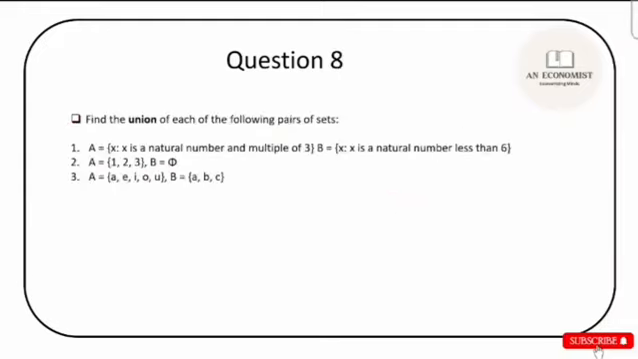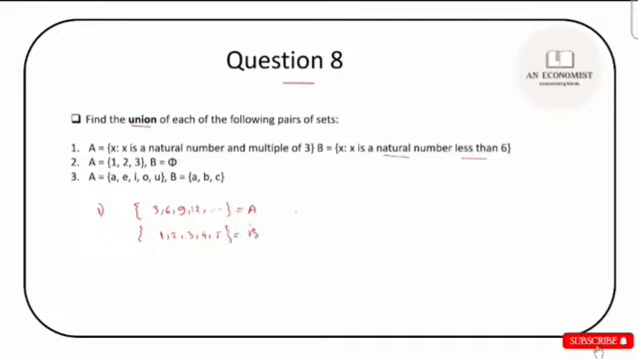Next question. Question number 8 says, find the union of each of the following pairs of sets. Number 1, A is the set of x where x is a natural number and a multiple of 3. So it is 3, 6, 9, 12, and so on and so forth. This is set A. And set B is the natural numbers less than 6. So it will be 1, 2, 3, 4, 5.